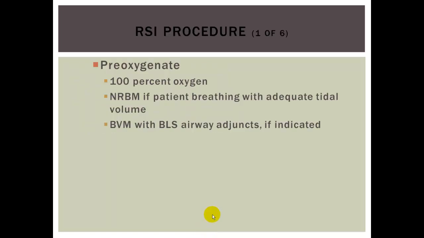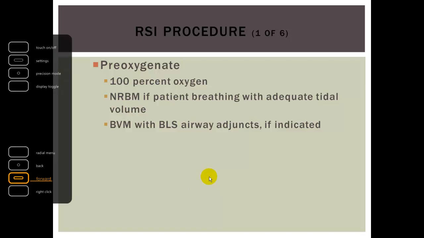As far as the RSI procedure, we're going to talk through this. We're going to pre-oxygenate. 100% oxygen is always awesome. Use a non-rebreather mask if the patient's breathing with adequate tidal volume, or a BVM with BLS airway adjuncts if indicated. If they still have a gag, a nasopharyngeal airway is fine.